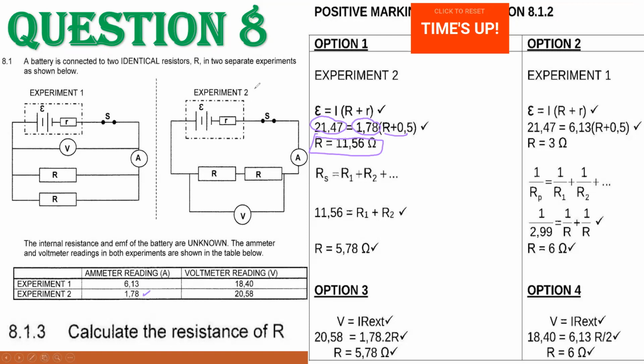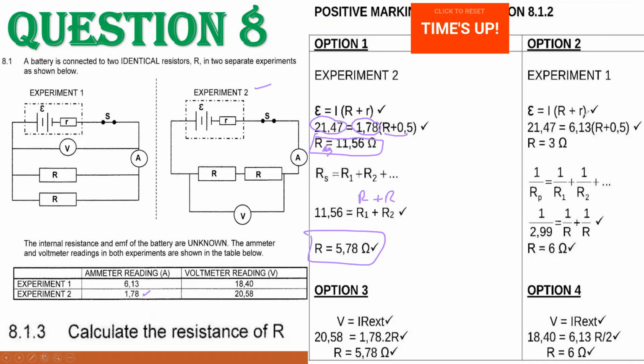Now I'm using experiment 2, right? So R total equals R1 plus R2. And I know R1 and R2, they are equal. Maybe you should say R external, and then you separate, or we can use RS. So you are getting the resistance for option 1.